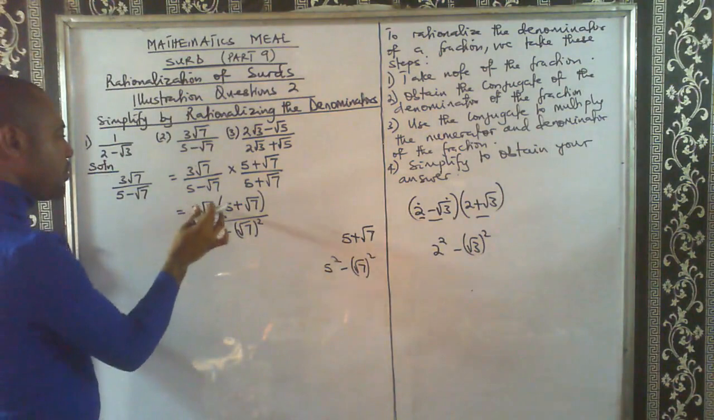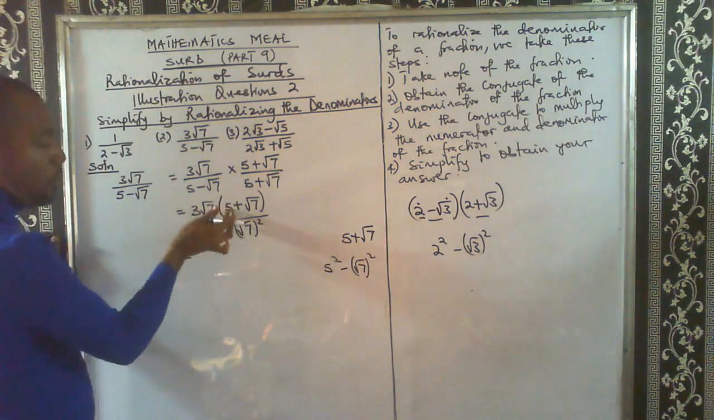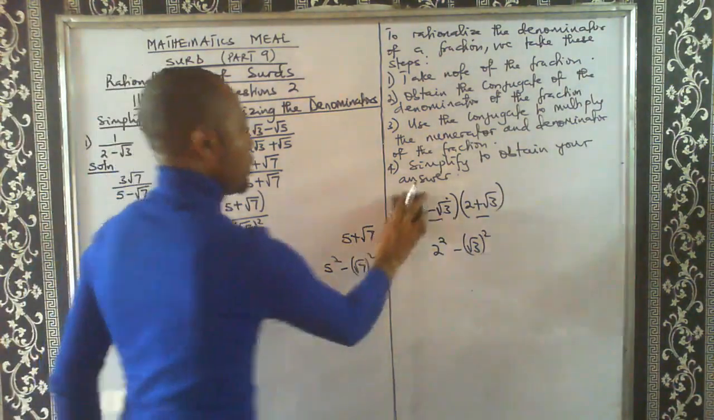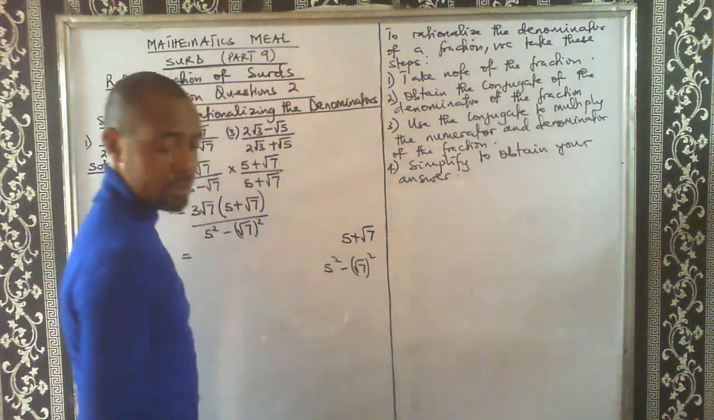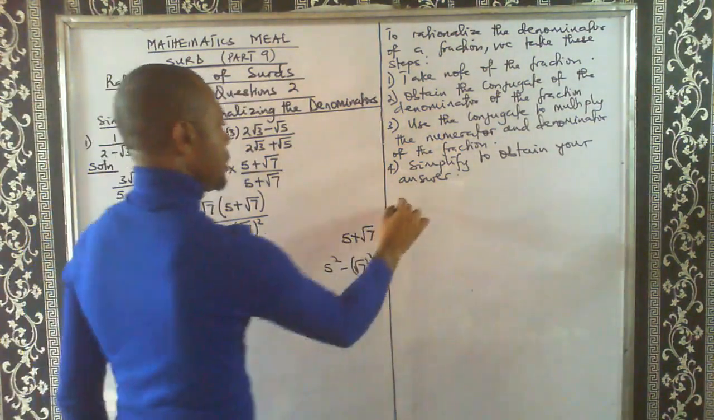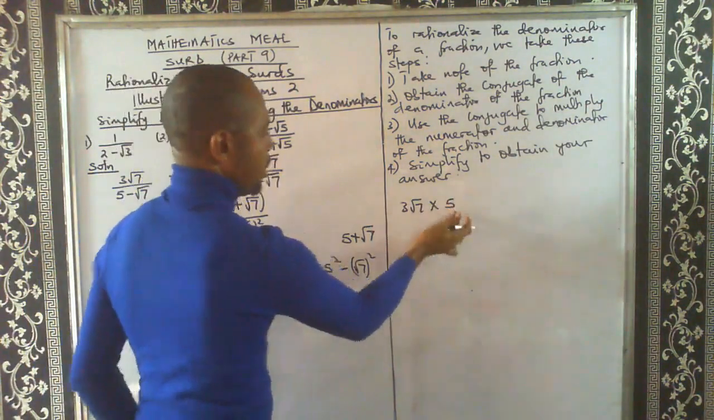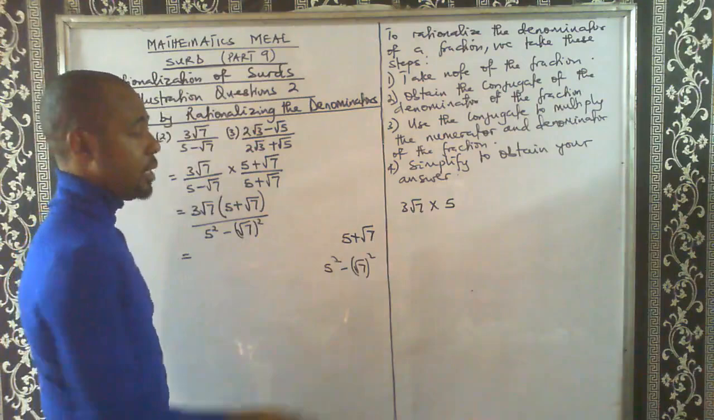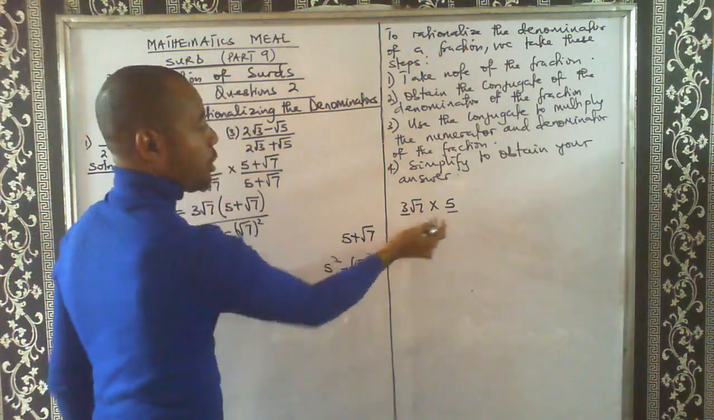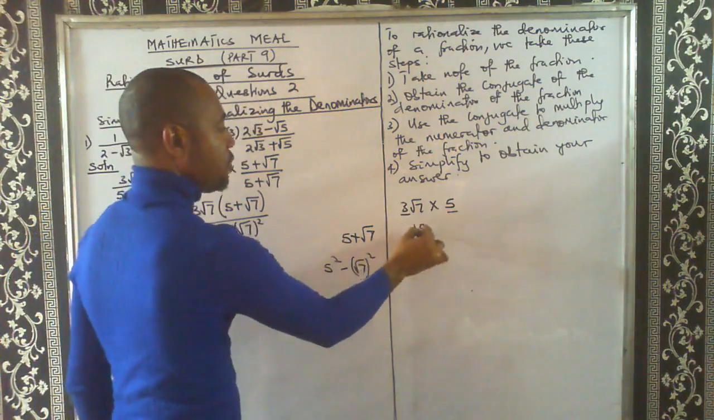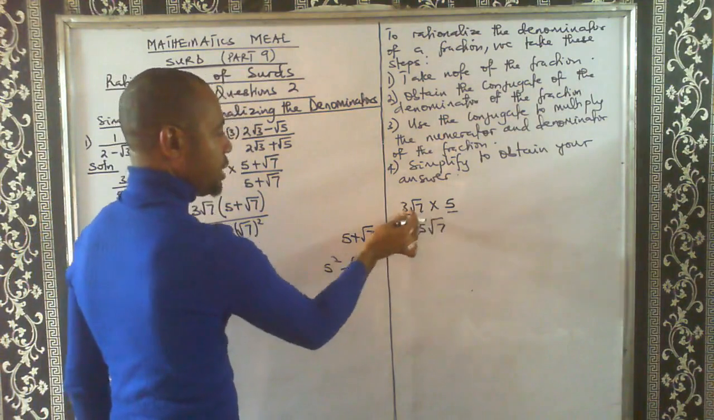3 root 7 times 5. That's opening the bracket now. What will I have? Let's see. 3 root 7 times what? Ordinary 5. 5 will multiply 3 because this is an ordinary number, so they can multiply. I will have 15 root 7. 5 times 3 is 15.